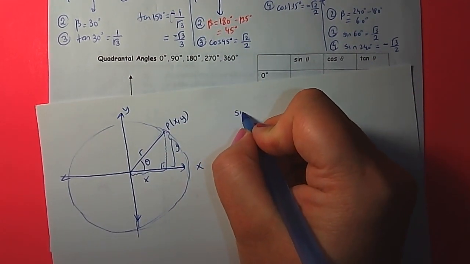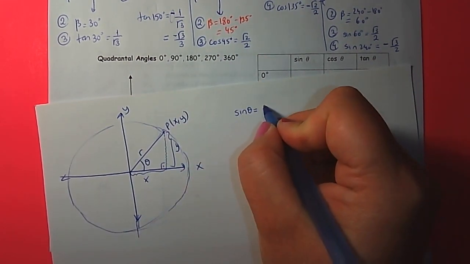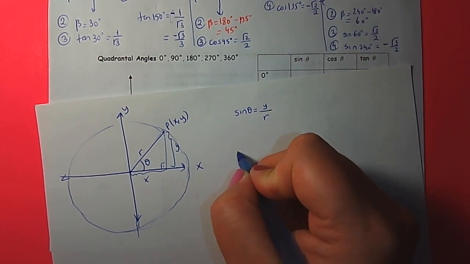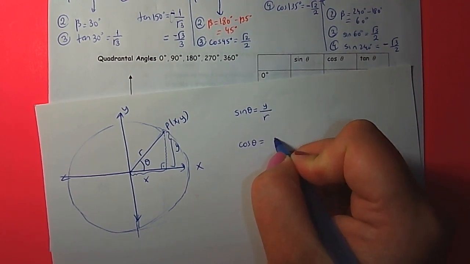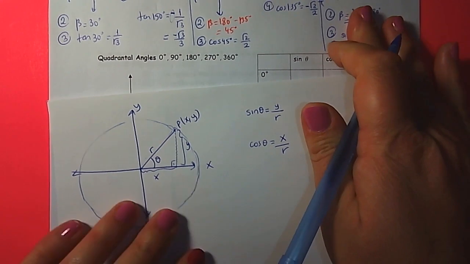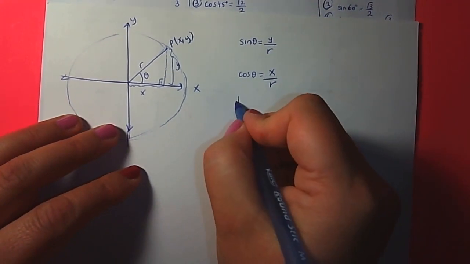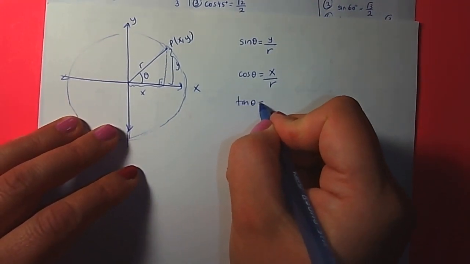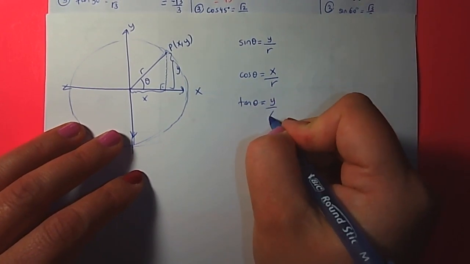And we said that sine theta equals y coordinate over r, cosine theta is x coordinate over r, and tangent theta is y over x.